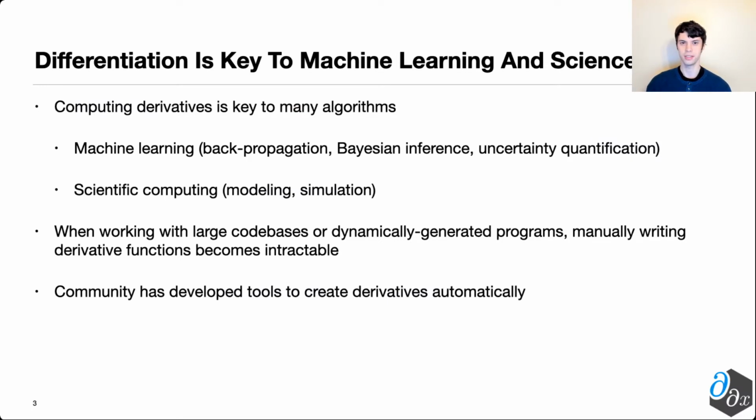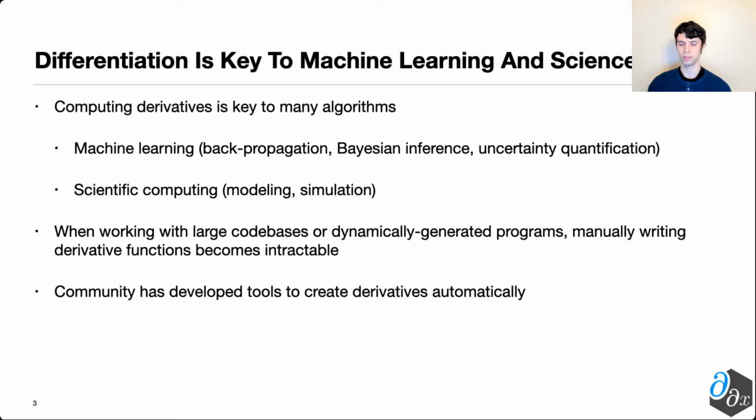Differentiation is key to many algorithms in both machine learning and general scientific computing. In the machine learning realm, computing derivatives is necessary for algorithms such as backpropagation in neural networks, Bayesian inference, and uncertainty quantification. In the scientific computing realm, it's necessary for everything from modeling to simulation.